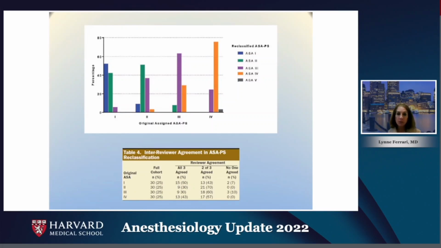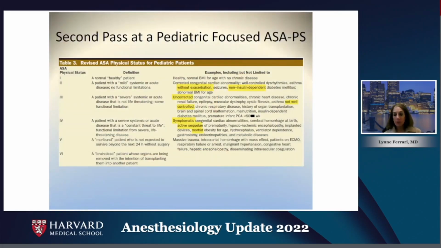And interestingly enough, you can see here at the top that when ASA1 patients classified using the standard definitions were reclassified using the pediatric definitions, a little bit more than 40% of the 1s went up to 2s, and about 38% of ASA2s were recategorized to ASA3, et cetera. So it really was our conclusion that this would be something of value.